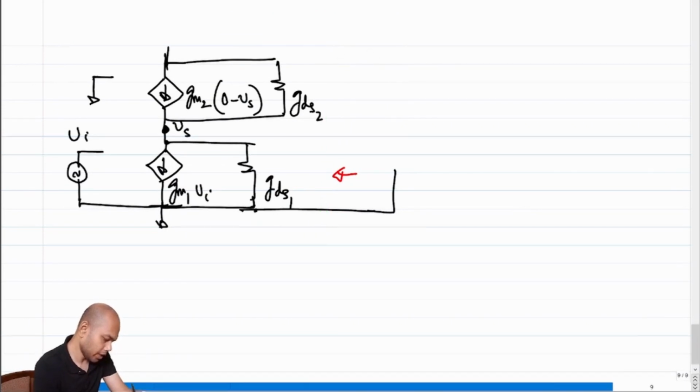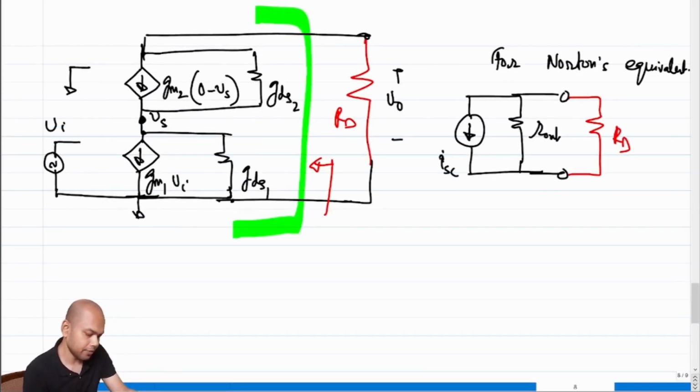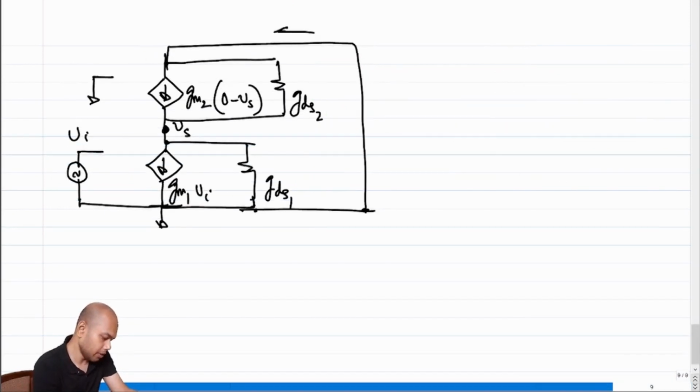So what would you do to get ISC? You short the output port, and I would like to find out the short circuit current in the direction that I have marked ISC. So in other words, for ISC I am taking the current flowing out of RD, from the top. Essentially this will be the ISC.